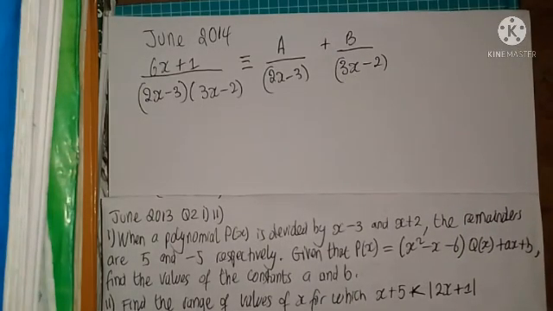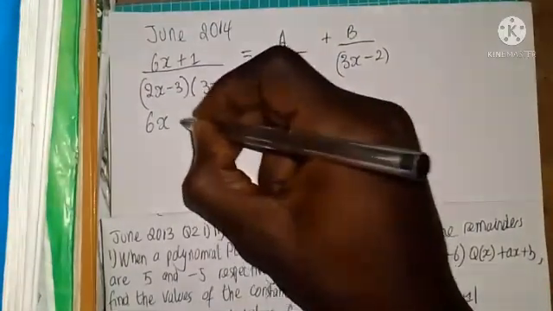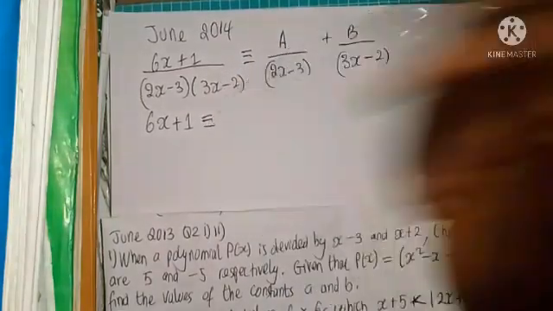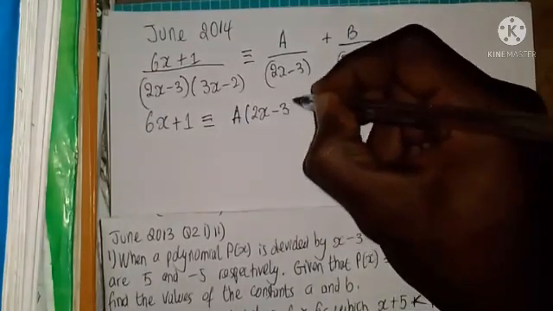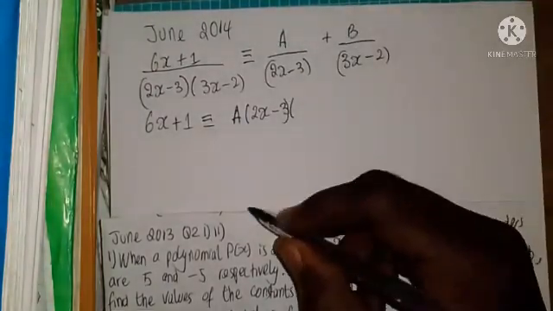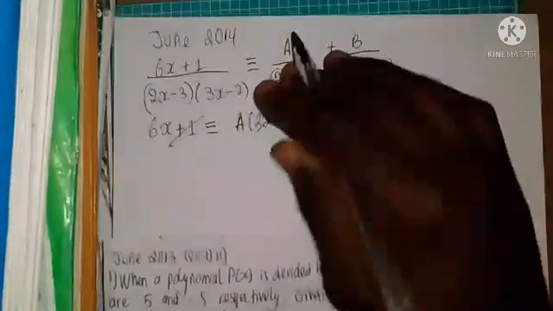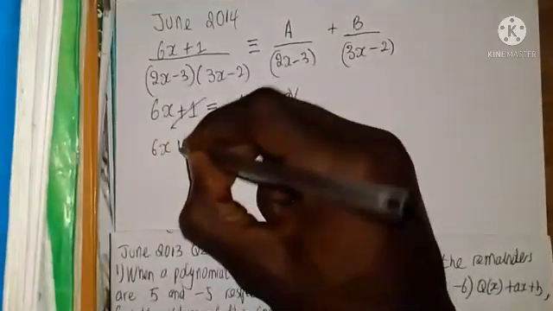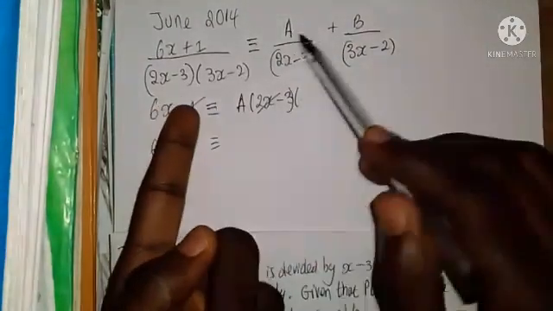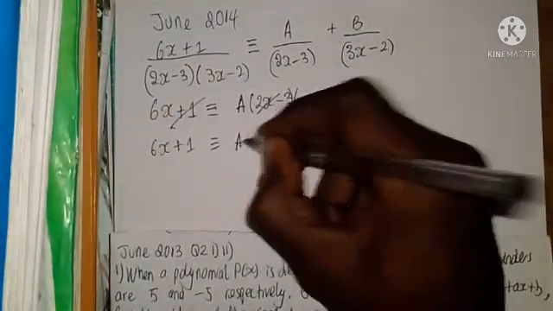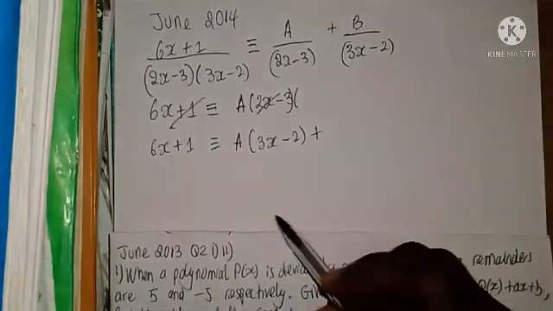We need to cross multiply here, and when we do that, we're going to have 6x + 1 is going to be identical to A on (2x - 3). Sorry, there's a little mistake here. 6x + 1 is going to be equal. Now when all this is multiplied, this guy will be cancelled, so we're going to have A times (3x - 2) plus the same thing again.